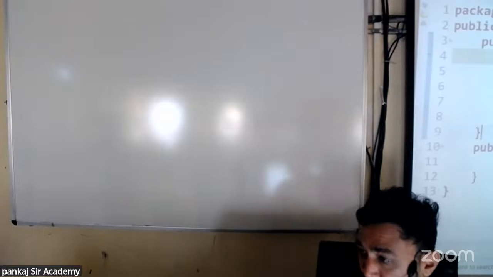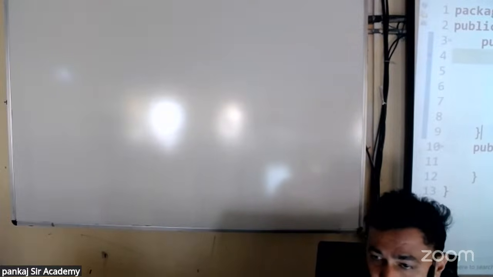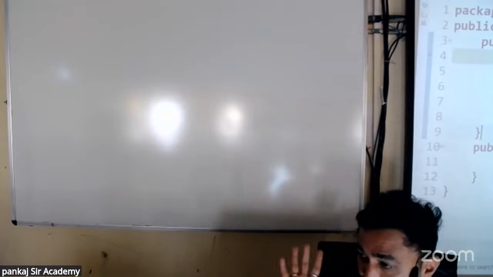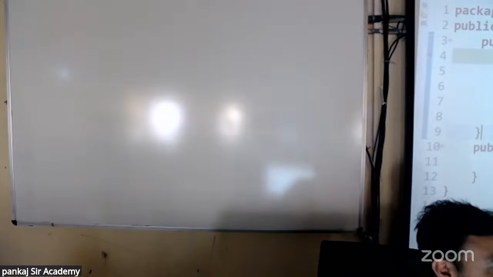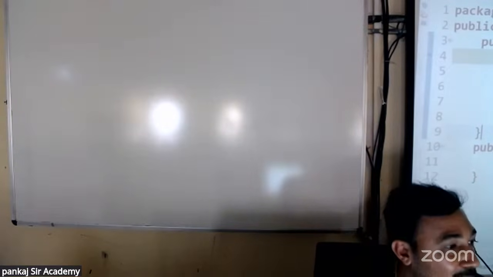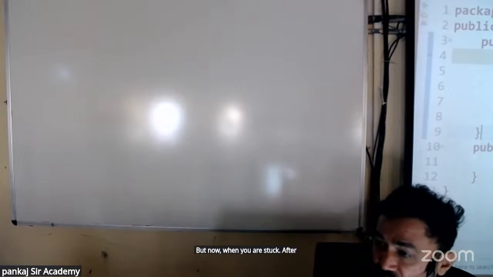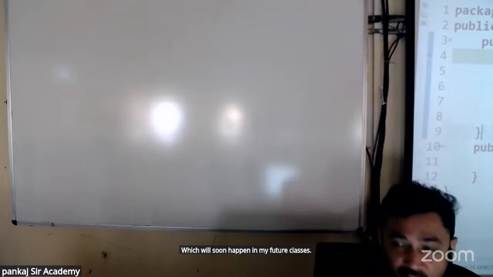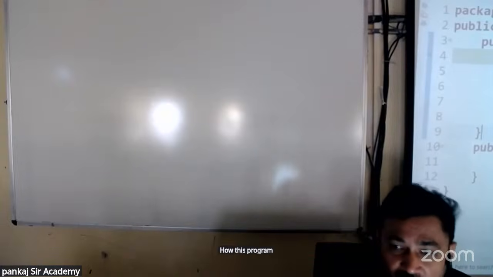It has some controls, like when you drive a car, there are certain controls in that. If you don't know the controls, you'll not be able to drive the car. Same way, there are certain controls given. The first control that you see is called step over. I will teach you debugging in IntelliJ as well, in a more in-depth manner later. But when you are stuck, after I teach you installation of Eclipse, which will soon happen in my future classes, you start using debugging and you need not ask anyone how the program flow is and what's happening.